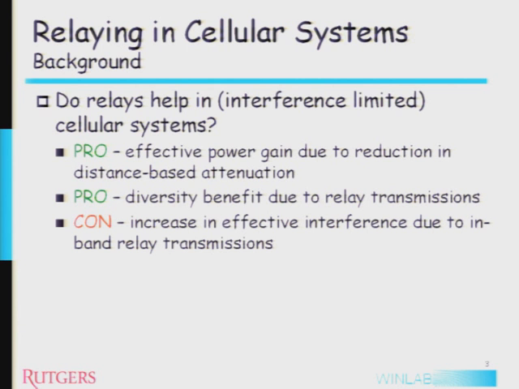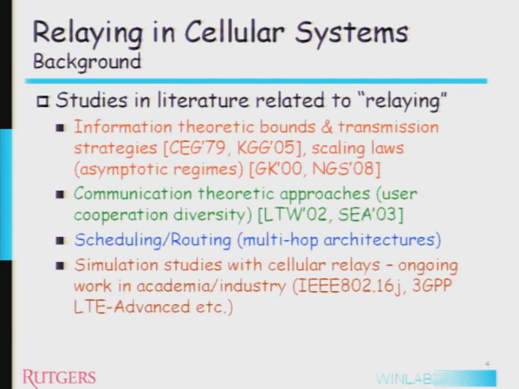Interference limited settings bring this problem in, but in noise limited settings, we can easily show that relays give us gains. So we thought we should look at the literature. What is relaying? There is quite a bit of study in the literature. One is the information theoretic bounds, which have been there for 30 years now. Cover and El Gamal in 1979 proposed the relay channel, and there has been a lot of further work. This is a very good paper by Kramer, Gastpar, and Gupta. And if you look at the scaling laws in the asymptotic regime, Gupta and Kumar started this work, and they talk about relays too.